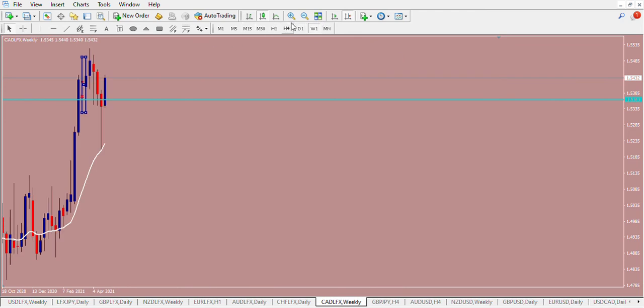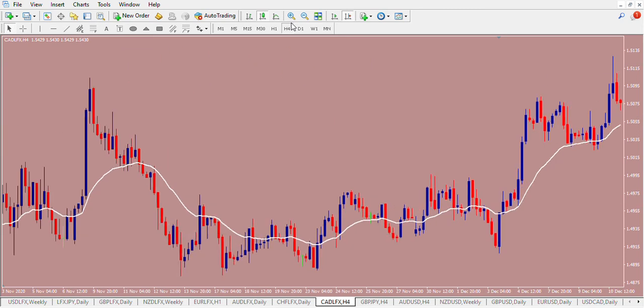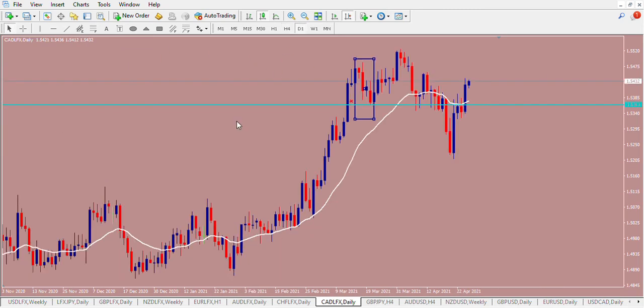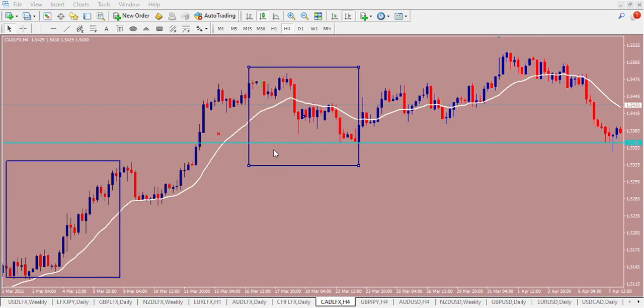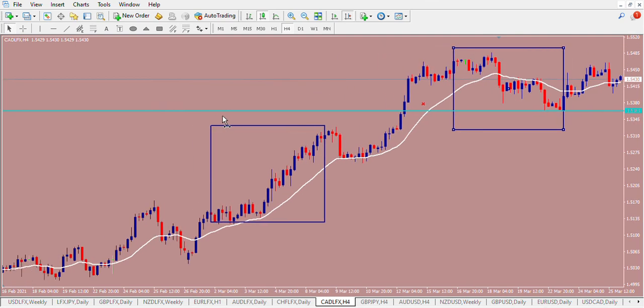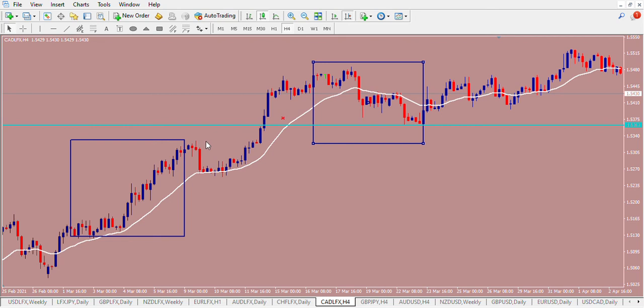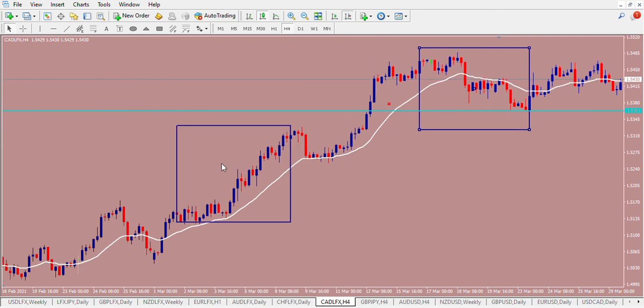So let me pick another one quickly again. I'll show you another example. Another example. Good. Now looking at this particular place, some people might go ahead and say, okay, this is our market structure level.